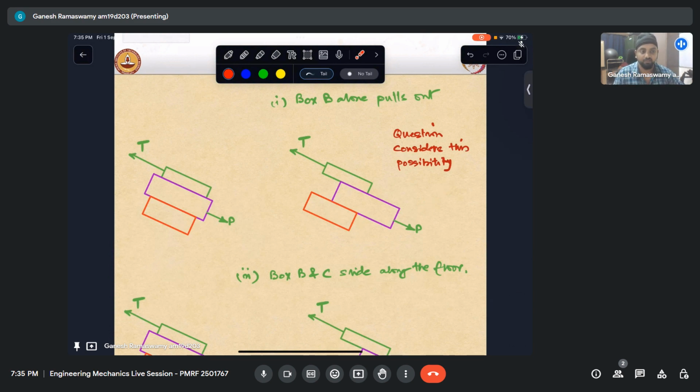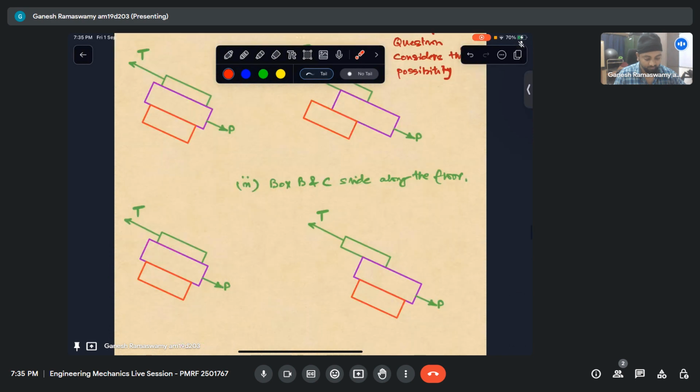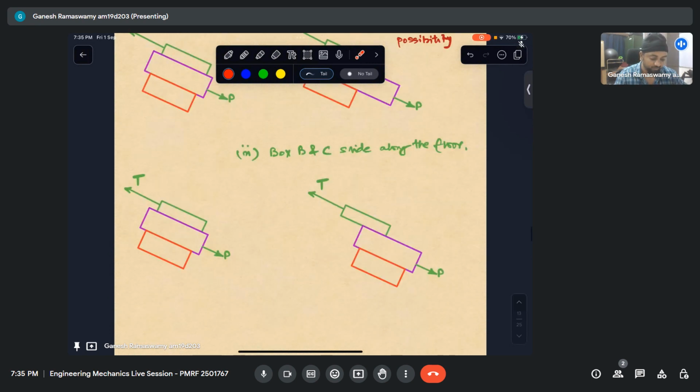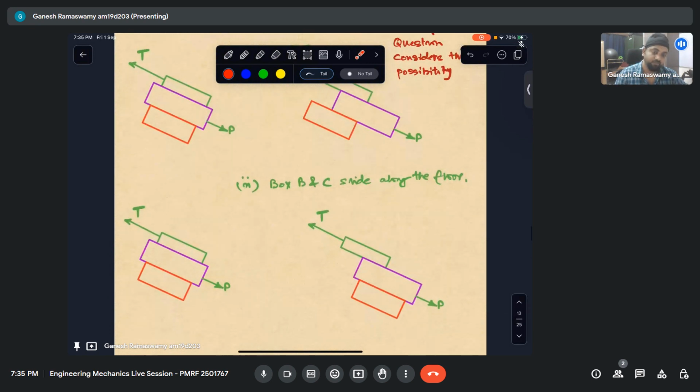Now we can simply see that this P calculation would have to be countered by friction here and friction here. So that also we can calculate and see, but I will leave it as an exercise. And if the question were to ask, calculate P so as to prevent any kind of motion, then we should analyze these two cases and then report the least out of this, which will be the limiting condition for motion. Okay. All right.